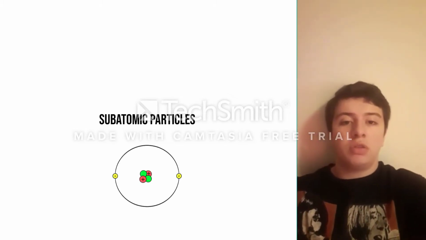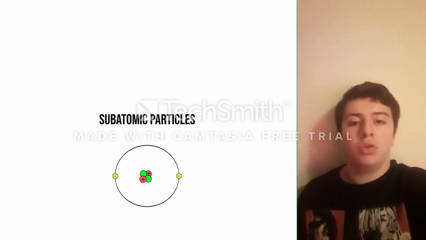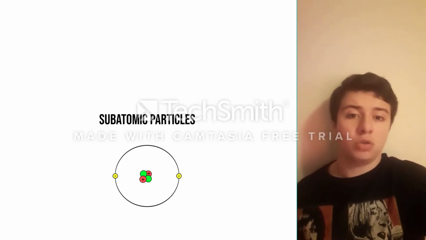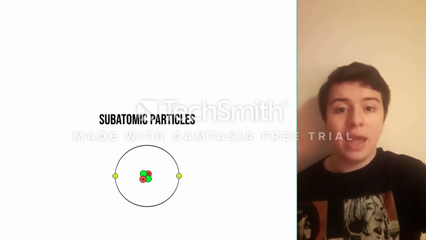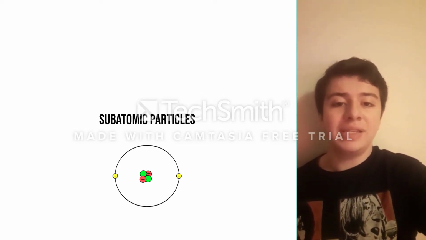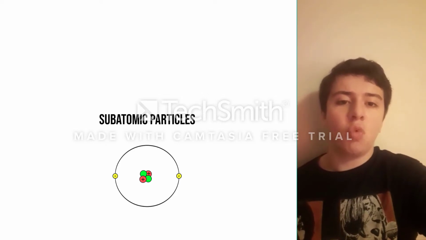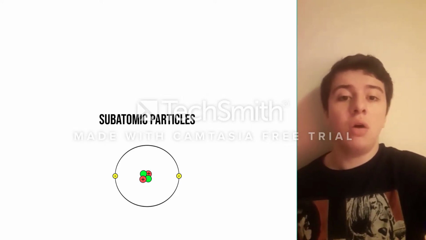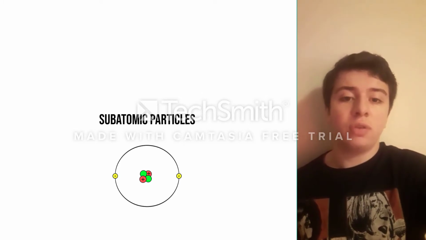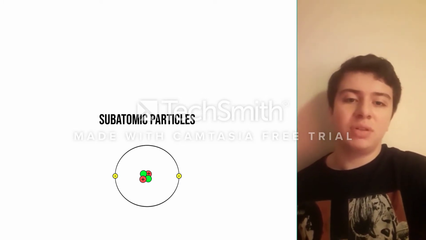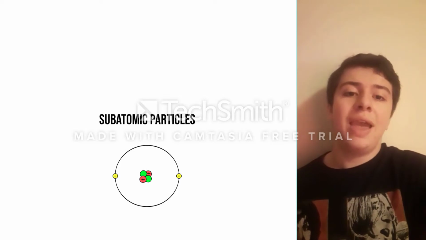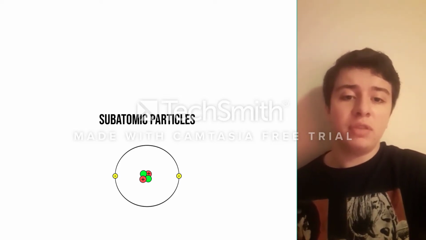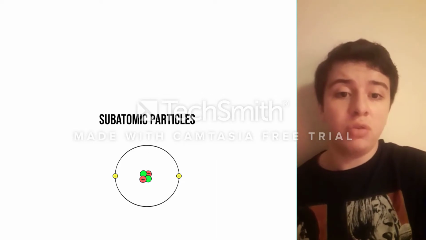Now I will describe the three subatomic particles of an atom, which are protons, neutrons, and electrons. First, protons. Protons have a positive charge. They are located within the nucleus of an atom, and their mass is approximately 1 amu. Now, neutrons. Neutrons have a neutral charge. That's why they are called neutrons, and they don't have charge, and they are also located within the nucleus like the protons. Finally, the electrons have a negative charge, and they are located outside of the nucleus.